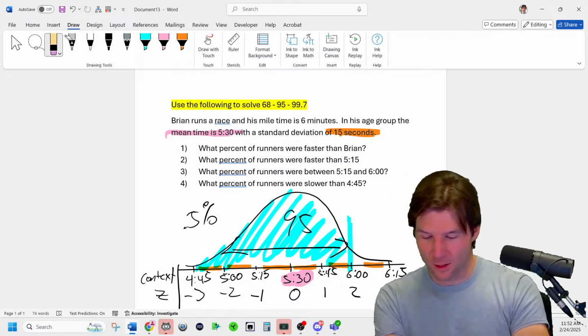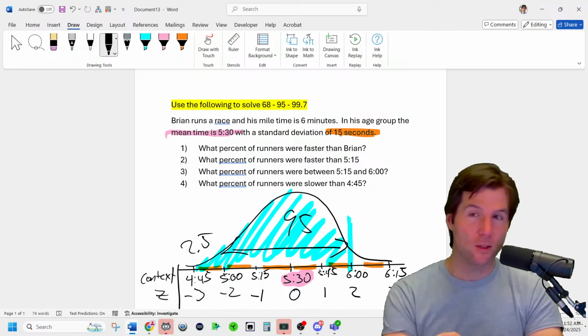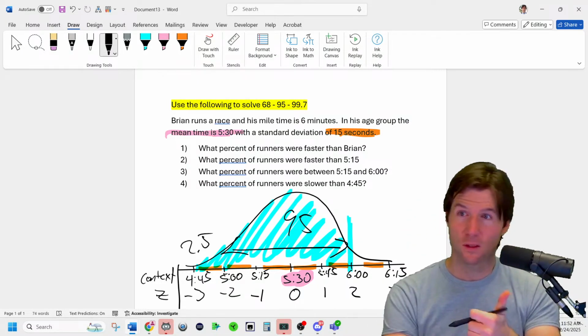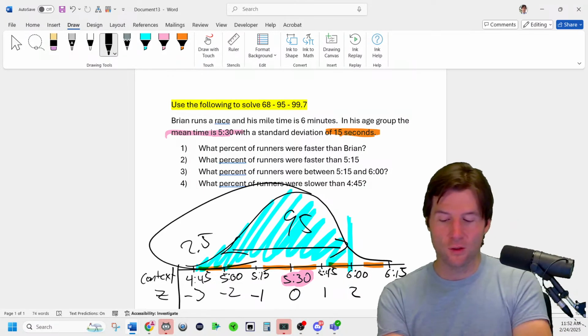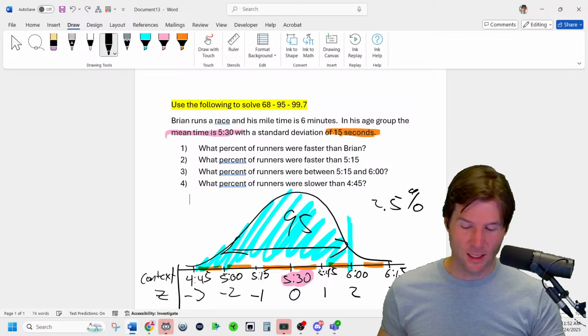A good way to do this is you could just add the 2.5. And if you don't know how to do these, let us know. Just say, I don't know how to do this. Great question to ask. You could just add these two numbers and get 97.5 for the first question. So the first one is going to be 97.5. You could also subtract from 100 and get that.